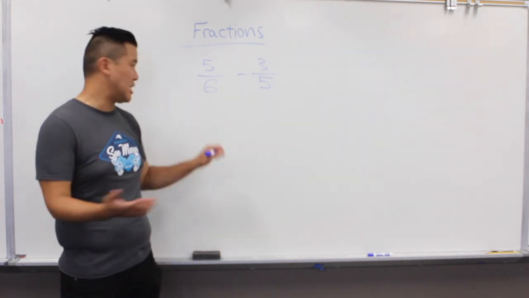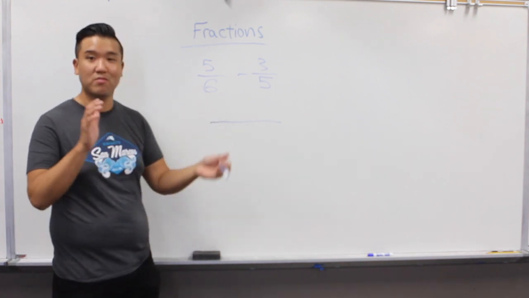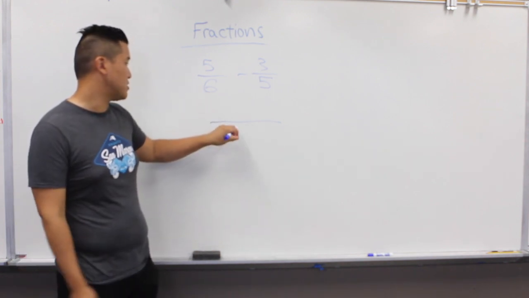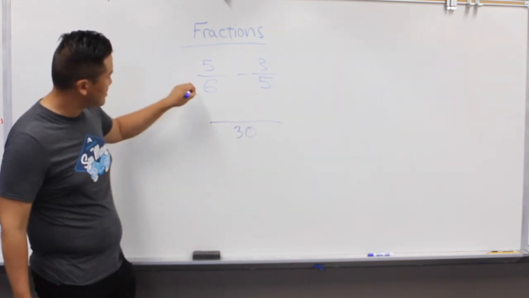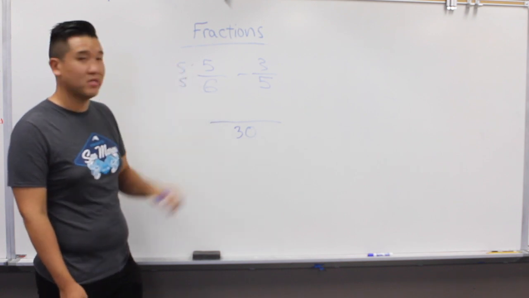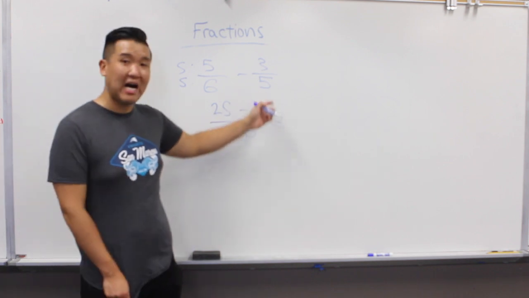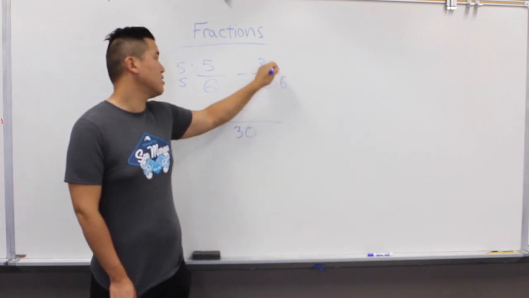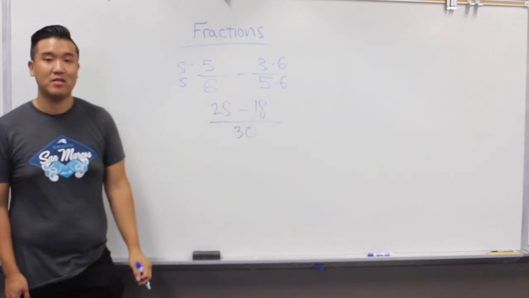Alright, so what's my common denominator? 6 and 5, they don't go into each other, so you just have to multiply them. So 5 times 6 is what? 30. What do you have to multiply 6 by to get 30? You have to multiply it by 5. So multiply the top by 5, so you get 25 there. What do you have to multiply 5 by to get 30? You have to multiply by 6. Multiply 6 there. You get that.